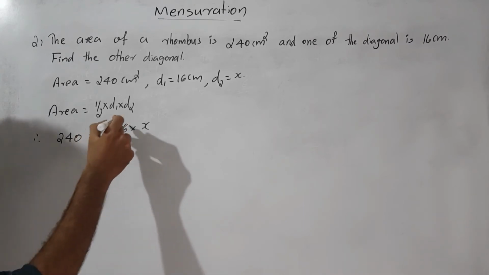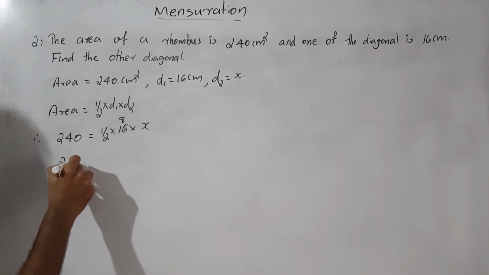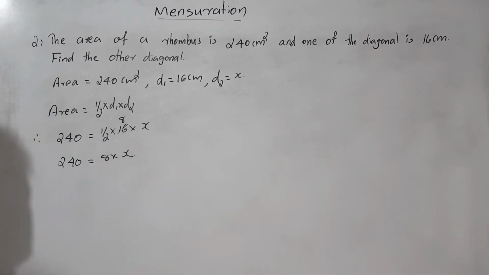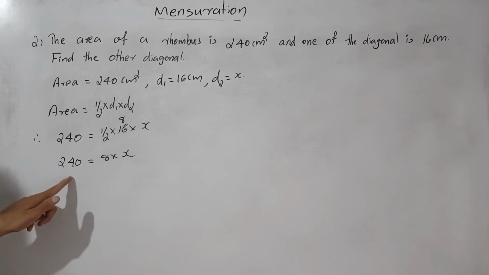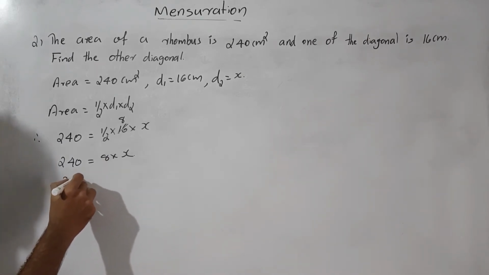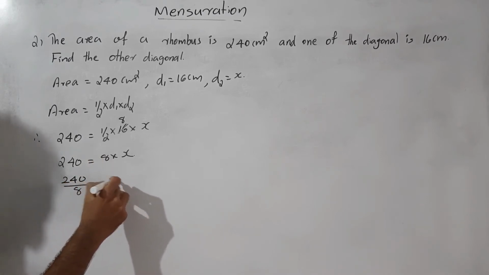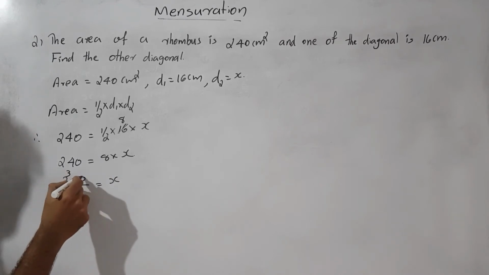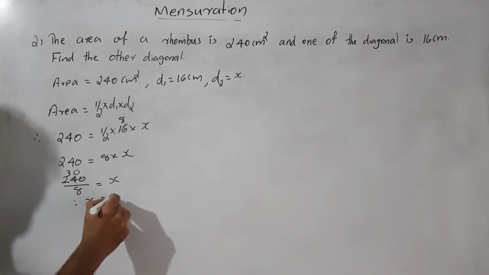Then 16, how many times? 8 times. Therefore 240 is equal to 8 into x, correct? So to find the value of x, next we transpose 8 to the side of LHS. Therefore 240 by 8 is equal to x. Then how many times? 8 goes into 24, 3 times, then 30 times, correct? Therefore x is equal to 30.